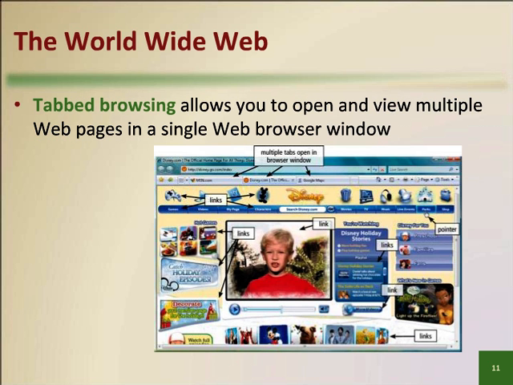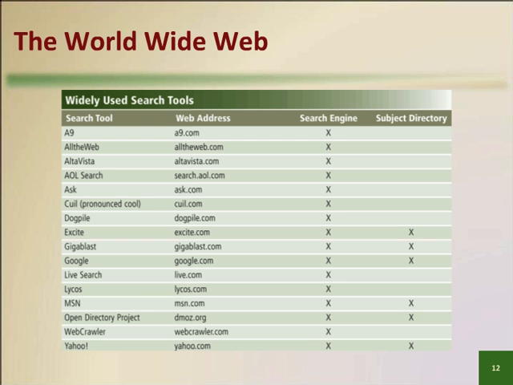Tabbed browsing allows a user to open and view multiple web pages within a single window. While surfing the web, you can use search engines to find websites and web pages. A search engine is a program that allows you to search the web for specific information.